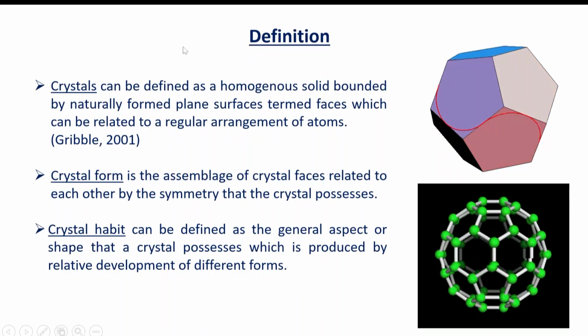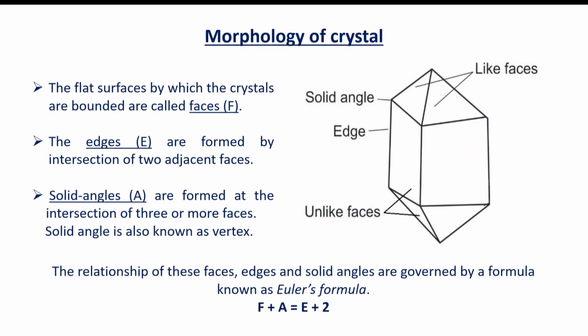So now if I look at the different morphological parameters of a crystal, then the first one that we have just seen, the flat surfaces which are defining or bounding the crystal, are your faces, like you can also see in this diagram. Then you also have edges, which are nothing but the intersection of 2 adjacent faces, like we can see this face is adjacent to this one, this face is adjacent to this one.